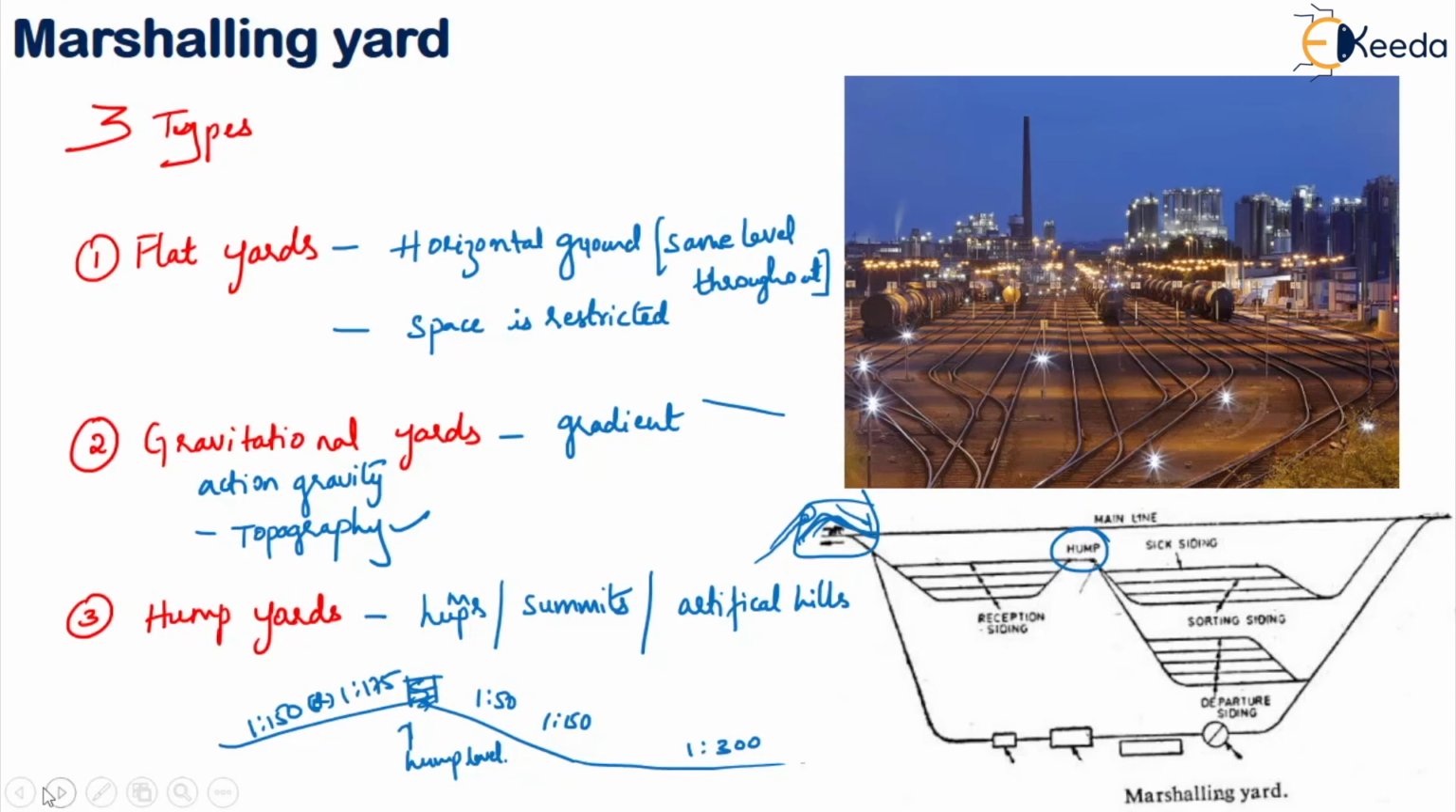So the modern practice is to use what? Hump yards, as the shunting operations can be done more quickly than in your flat and gravitational yards. These are economical and also have less operational cost, and the power required for the movement of wagons also will be less. So hence among the marshalling yards, hump yards are the most suitable ones to use. Okay, so this is all about your marshalling yards.